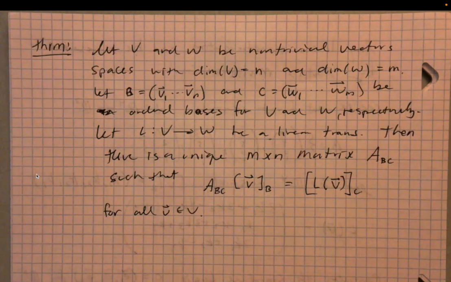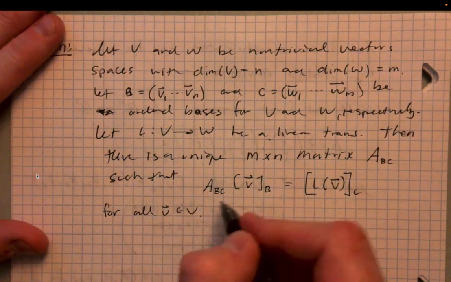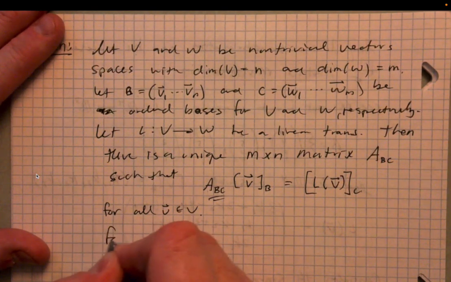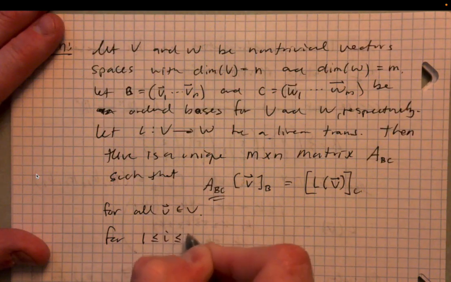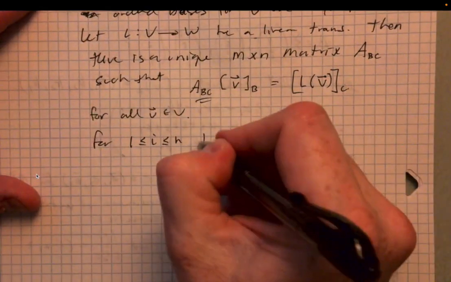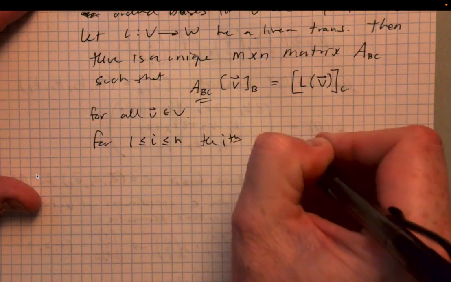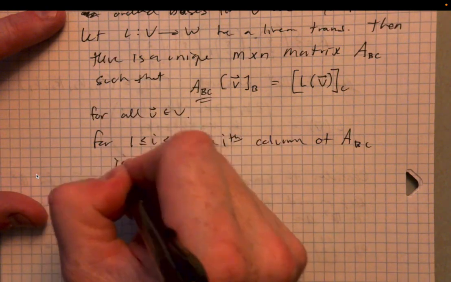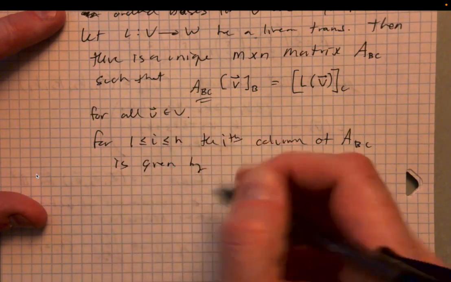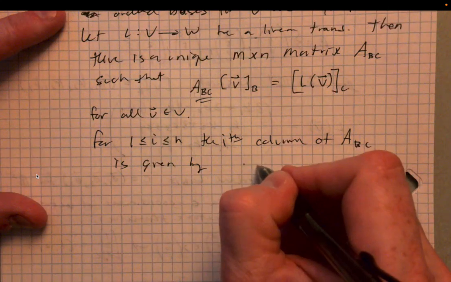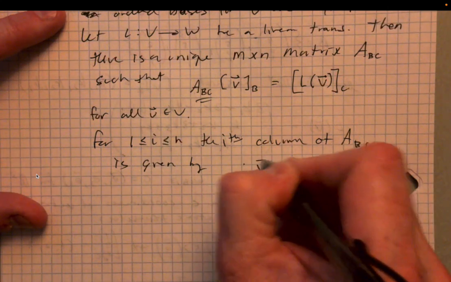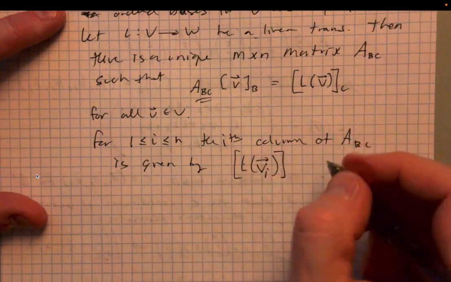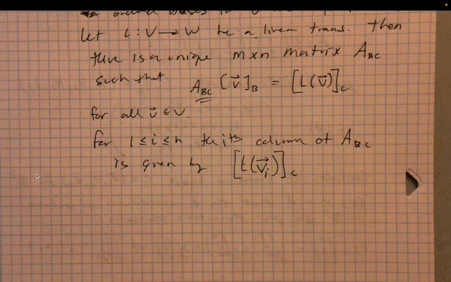And so what is this matrix here? What is A sub BC? For 1 less than or equal to i less than or equal to n, the ith column of A sub BC is given by: take the ith basis vector, apply L to it, and coordinatize it in C.